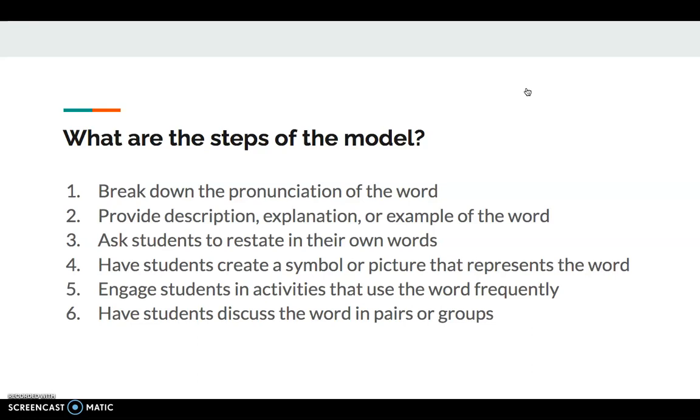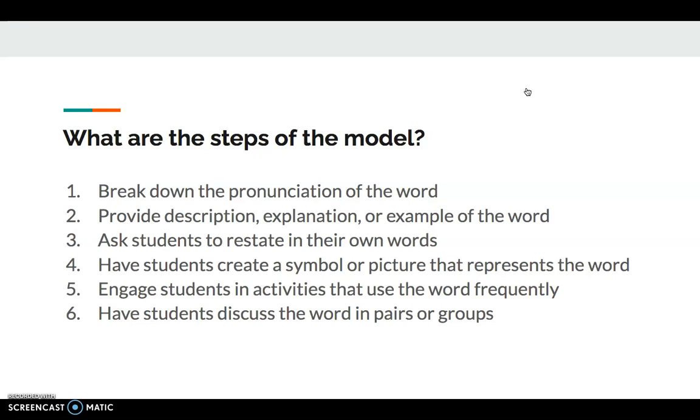This is important so that the students are not just copying down a definition, but that they are remembering through their own definition that they create themselves. Fourth is to have students create a symbol or a picture that represents the word, so that they can have that connection between what they see and what they understand of the word.